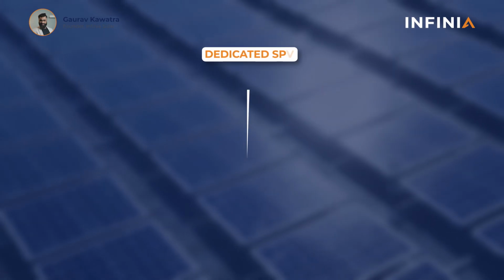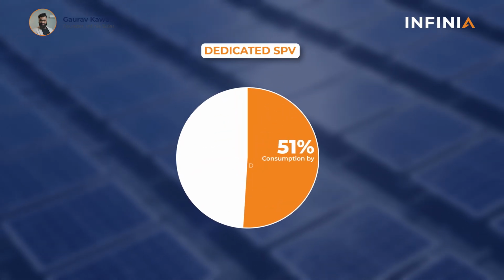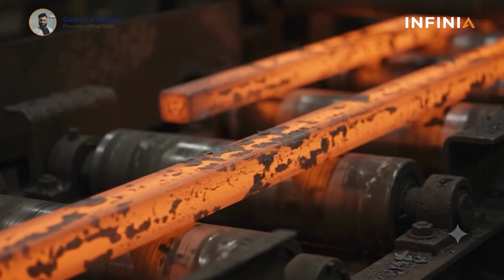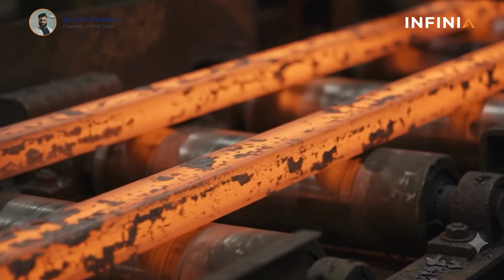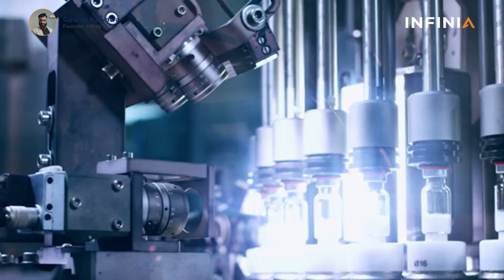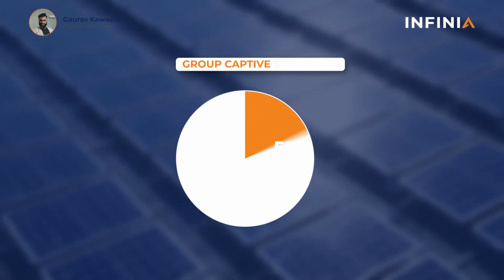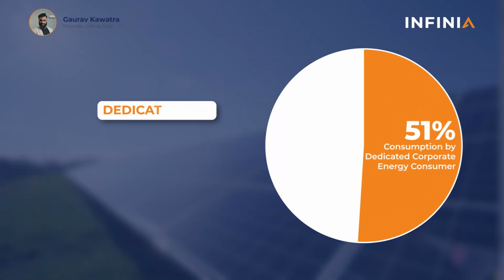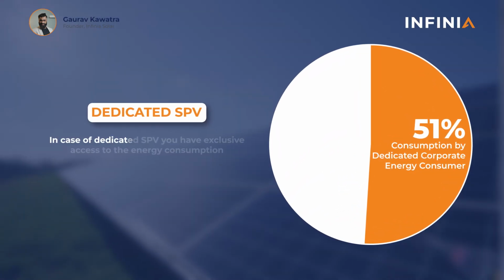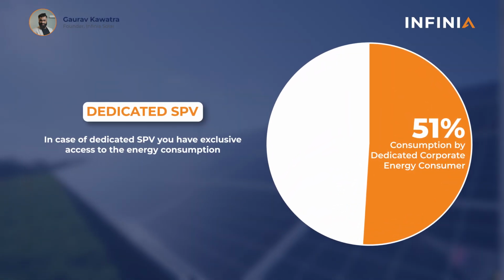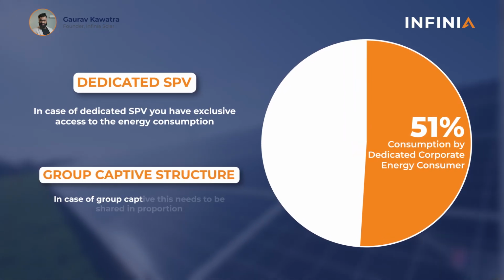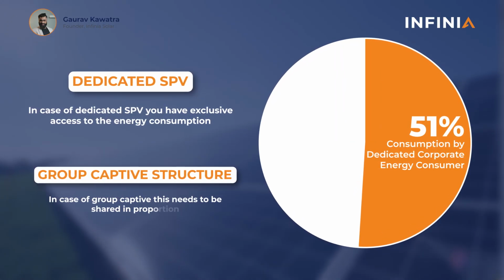So C in SCORE stands for consumption. In a dedicated SPV, the 51% consumption is to be done by the dedicated corporate energy consumer who has a stake in it. And this is ideal for high energy consumers like steel, pharma, chemicals, etc. Whereas in group captive, the consumption of this 51% has to be in proportion to the share which is there in the SPV. So key takeaway, in case of a dedicated SPV, you have exclusive access to the energy consumption, whereas in case of group captive, this needs to be shared in proportion to the share that you have.